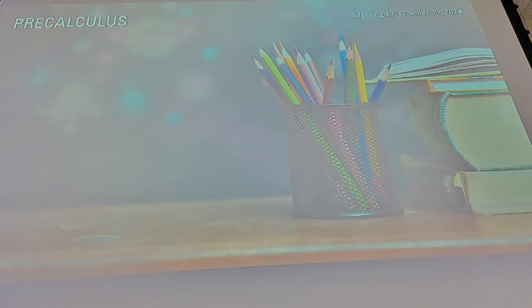Wednesday morning. We start the final approach, starting with trigonometry.